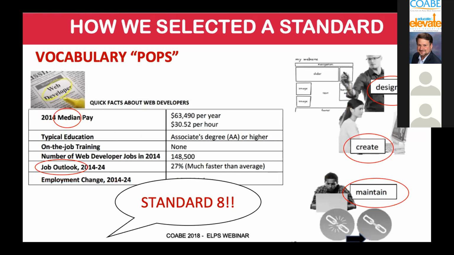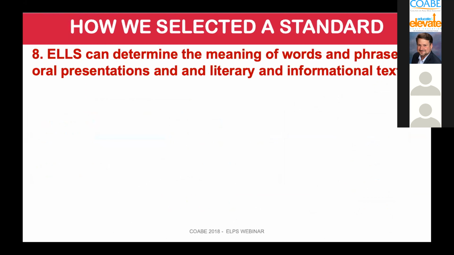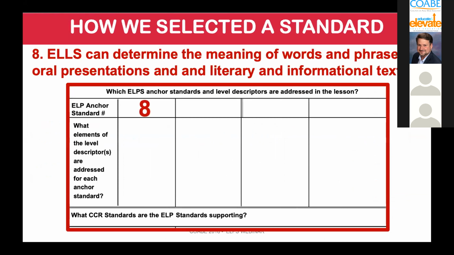And I can see that there are words in here that I'm really going to focus on. And I don't know if you recall that I mentioned that 8 through 10 are the linguistic standards, and it's pretty likely that you're going to have linguistic standards, so it's a safe place to start. So standard 8. English language learners can determine the meaning of words and phrases in oral presentations and in literary and informational text. So I'm going to pop in 8.